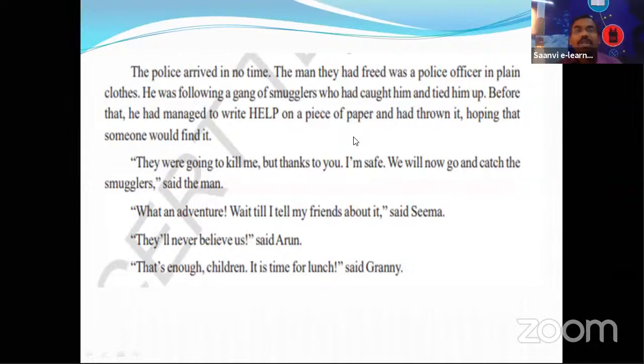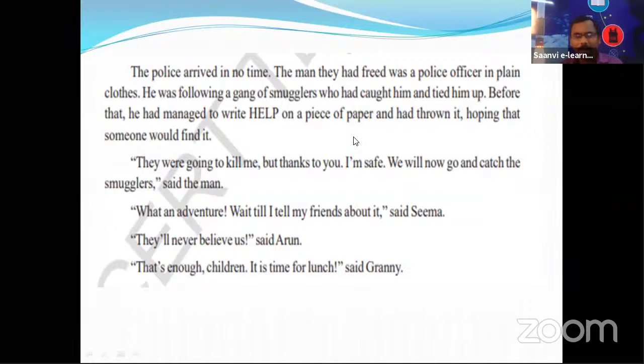So see here, he was following a gang of smugglers who had caught him and tied him up. But what happened? Instead of him catching the smugglers, the smugglers caught the policeman and tied him up. Before that, he had managed to write help on a piece of paper and had thrown it, thinking that someone would find it and someone would save his life.